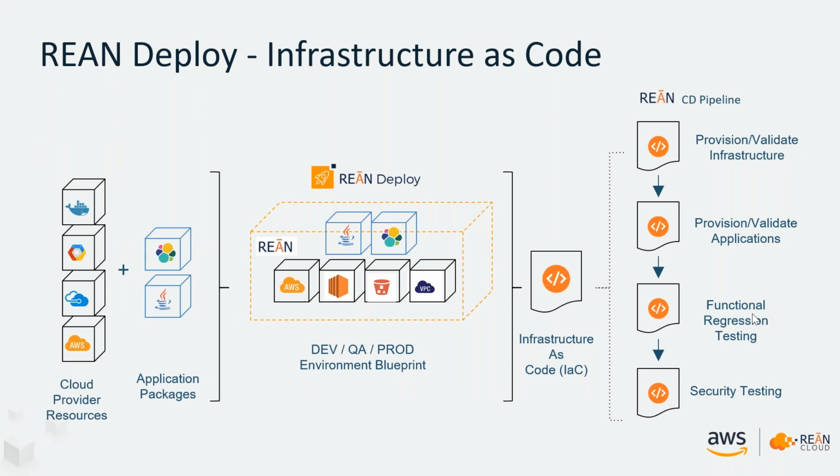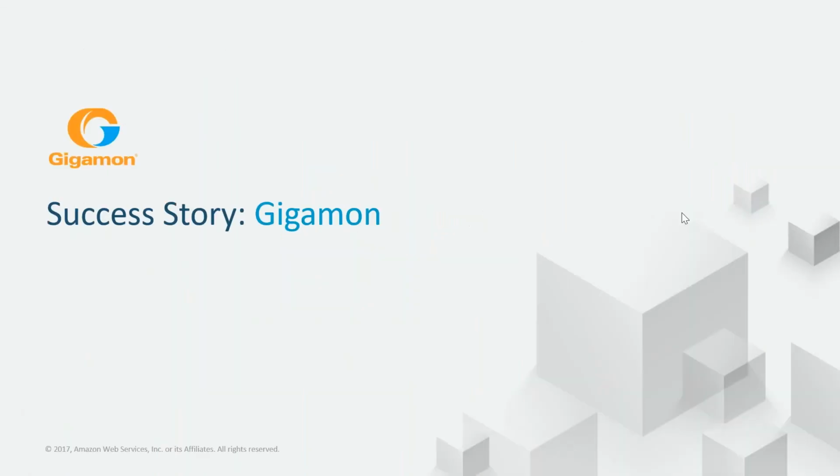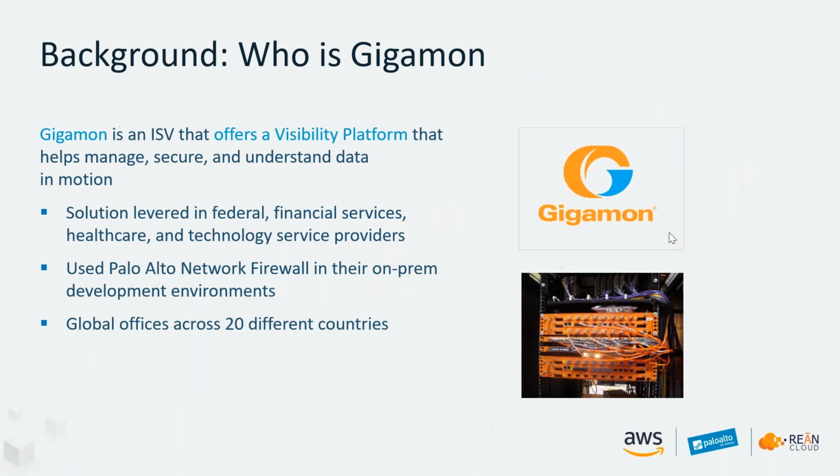And so at the end of the day, the output from this is really infrastructure as code. And having that code comes into play in terms of making this repeatable. And there's a theme there that I'll get back to when we get into the specifics of what we did for Gigamon. So let's start with Gigamon.